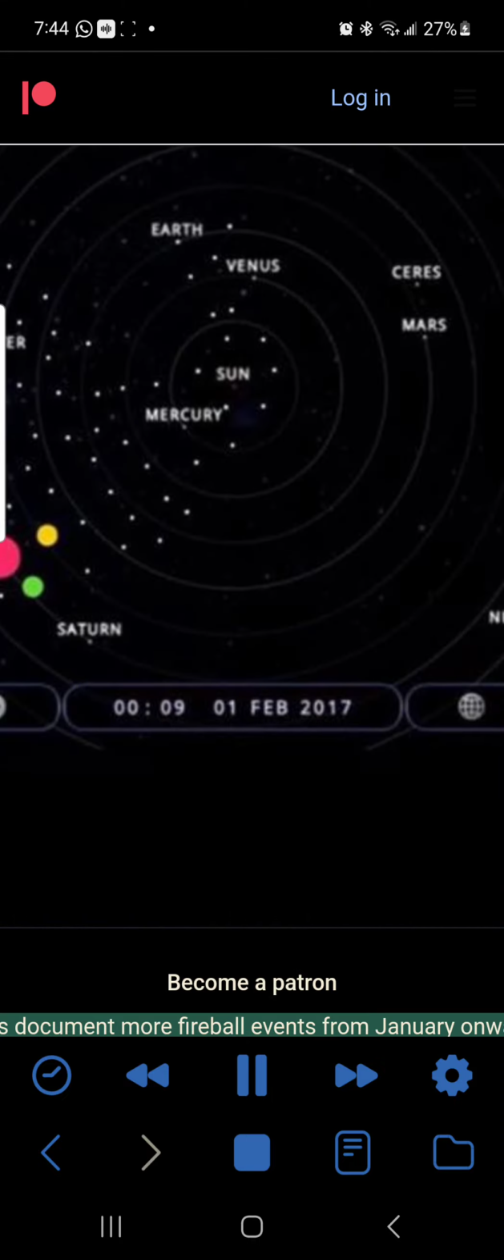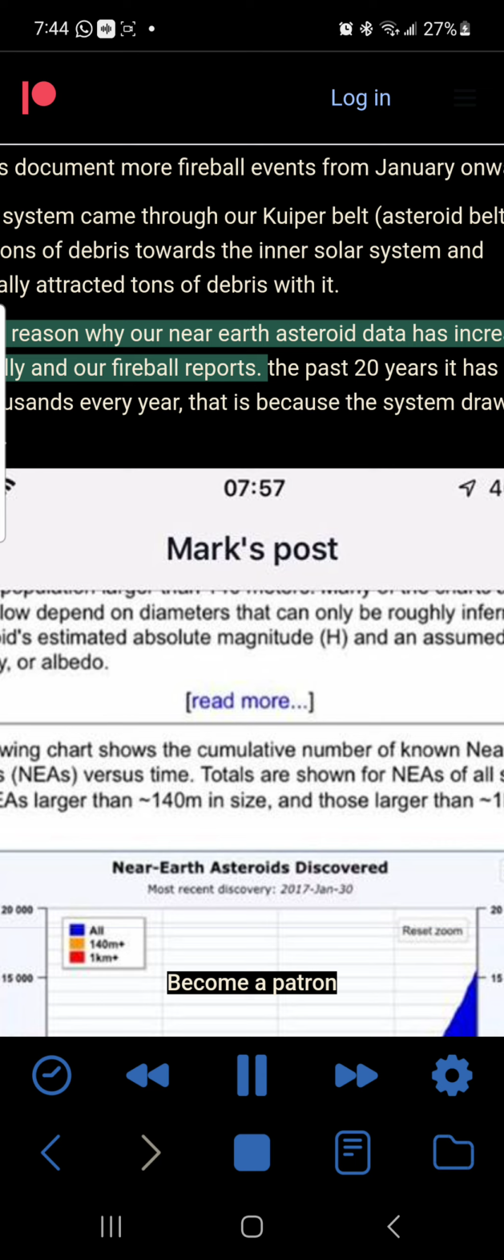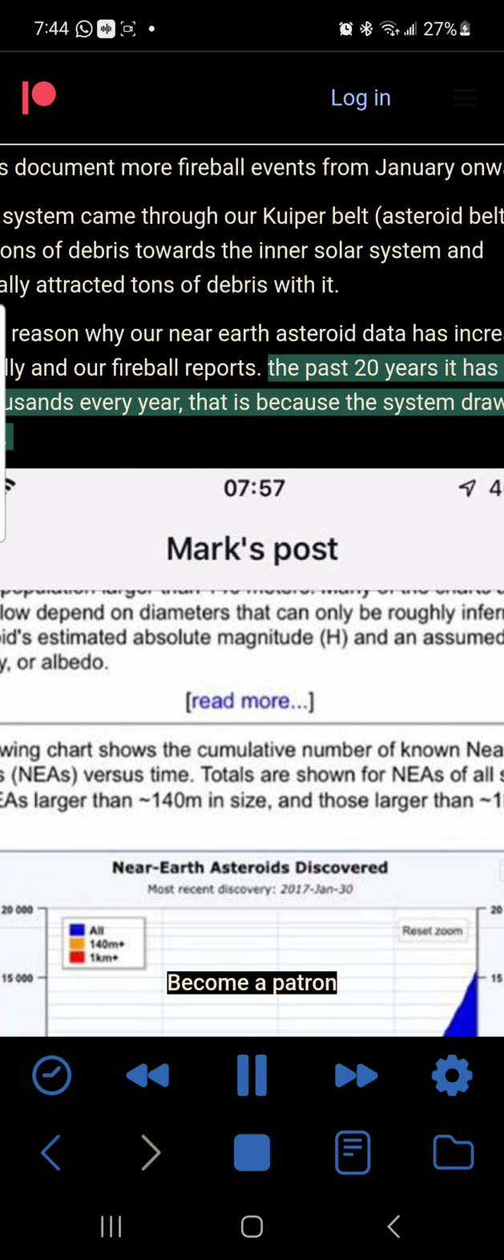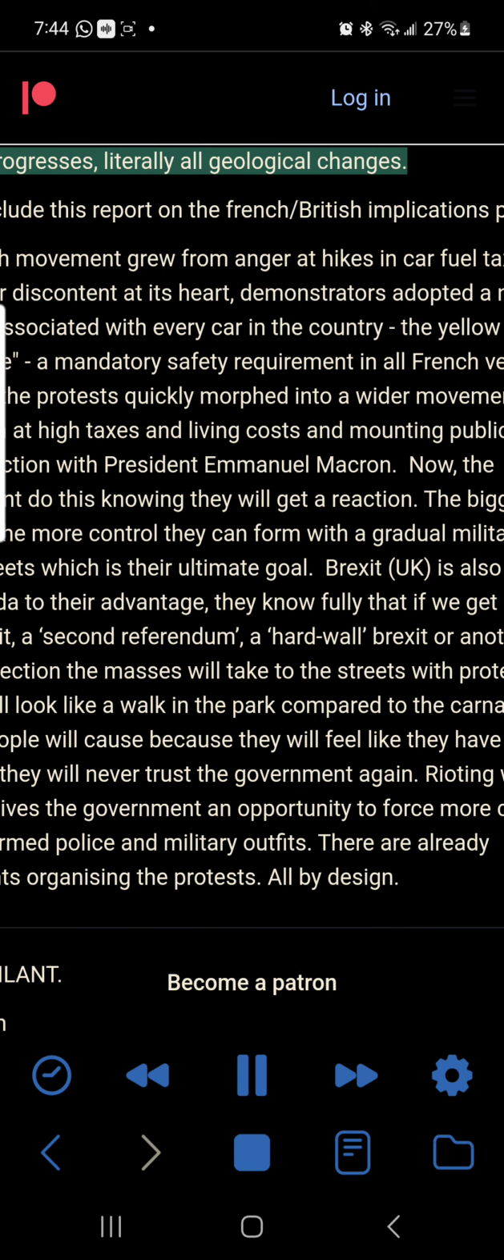When the system came through our Kuiper belt and asteroid belt, it knocked tons of debris towards the inner solar system and magnetically attracted tons of debris with it. This is the reason why our near-Earth asteroid data has increased dramatically in our fireball reports. In the past 20 years it has shot up by the thousands every year. That is because the system draws closer every year. So we can expect significant increases in geological changes of Earth as time progresses, literally all geological changes.